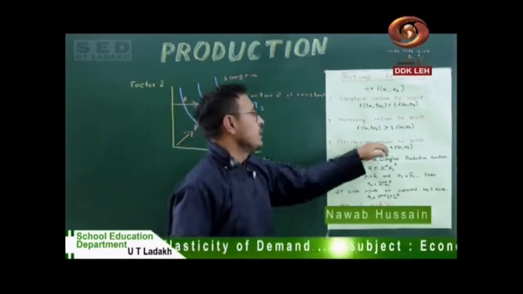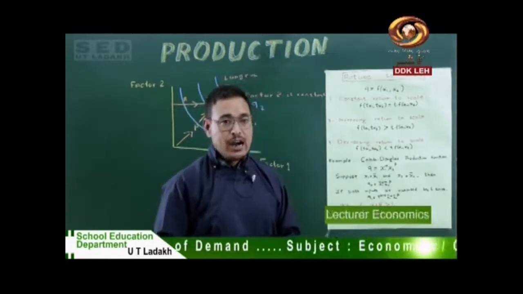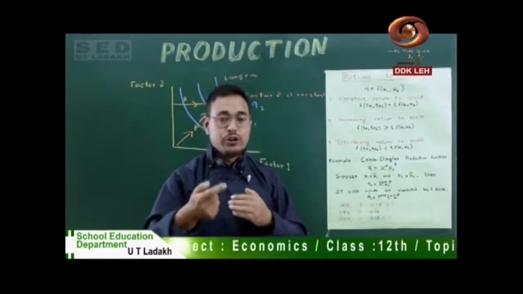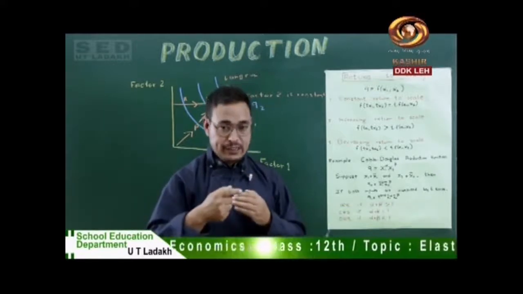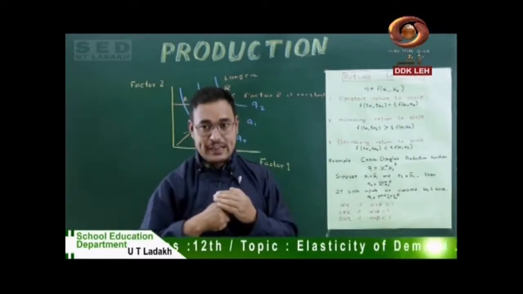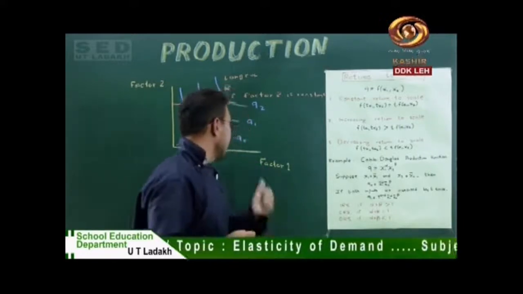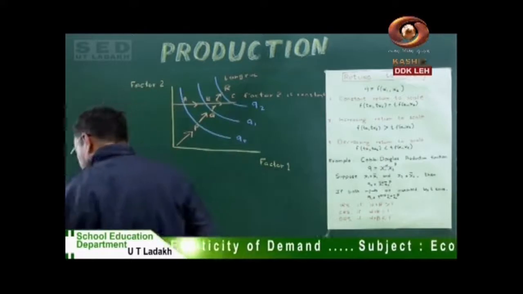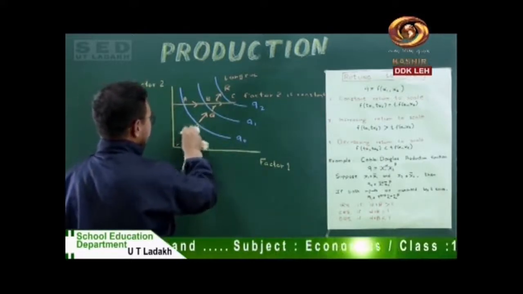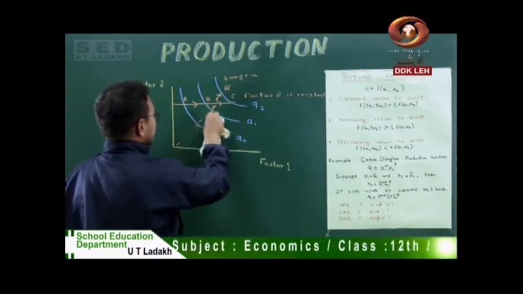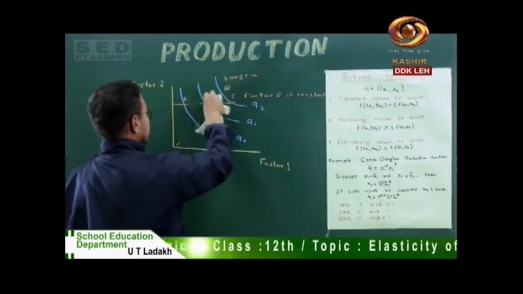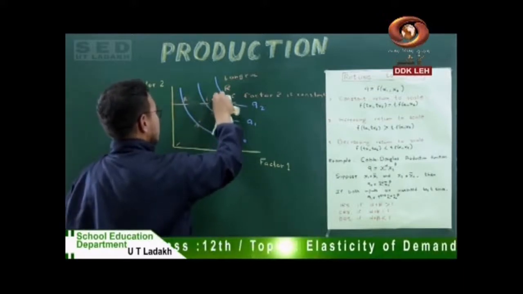The last is decreasing return to scale. Under decreasing return to scale, if you double your input, your output will increase, but by a much lesser amount. Again, I will rub it for a while and try to show what it means from this particular curve also.